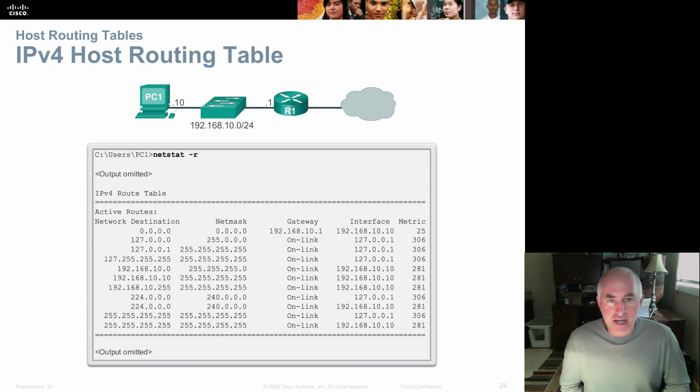This command, netstat -r, is identical to the command you saw earlier that said route print. They both show you the same host routing table. Not quite sure why Windows provides two commands that show the same output, but they do.